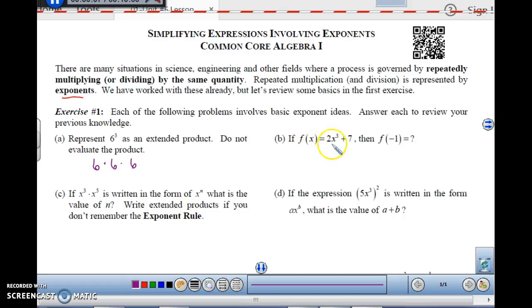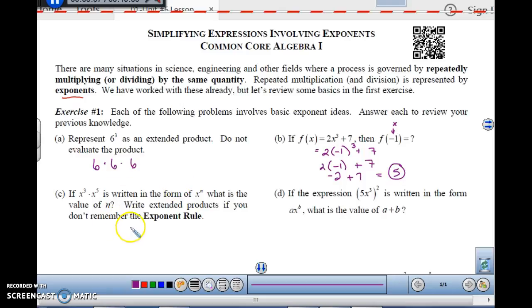All right, if f of x equals 2x cubed plus 7, then f of negative 1 equals. All right, this is function notation. Remember, this is our x that we have to plug in. So f of negative 1 would equal 2 times negative 1 cubed plus 7. Now, by order of operations, what do we do first? We do the exponent first. And the exponent only applies to the negative 1. So this is negative 1 times negative 1 times negative 1, which equals negative 1. So this is going to be 2 times negative 1 plus 7. 2 times negative 1 is negative 2 plus 7 is equal to 5. So f of negative 1 is equal to 5.